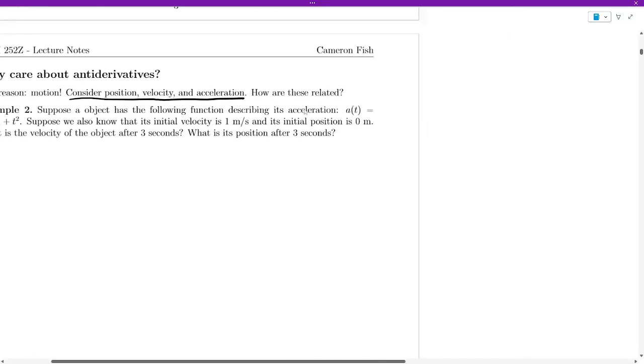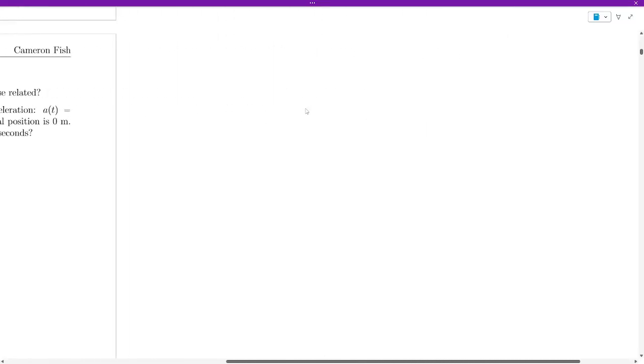So let's go over here for a second. An object has a position, and I might use a position function for that. For example, the position, and actually this is a little confusing, but in physics it's really common to use s for position.